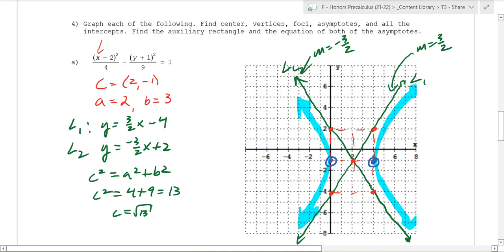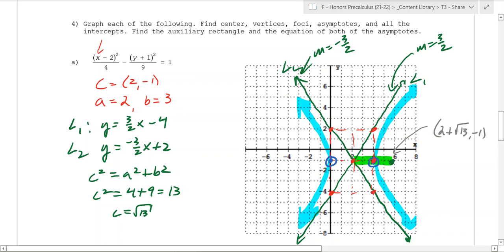Now that's not a nice integer, so you just have to estimate a little bit. So that first focus is going to be right about here, because this distance approximates the square root of 13. It's from the center, not from there. So from here to here, a little bit more than 4. So that point right there is going to be (2 plus the square root of 13, negative 1).